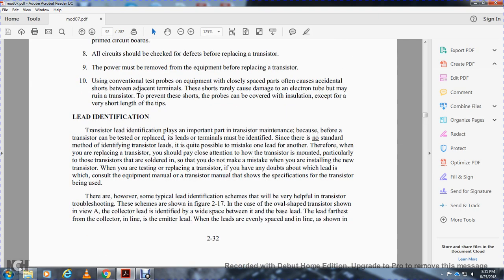Lead identification. Transistor lead identification plays an important part in transistor maintenance. Before the transistor can be tested, the terminals must be identified. Since there is no standard method of identifying the transistor leads, it is quite possible to mistake one lead for another.